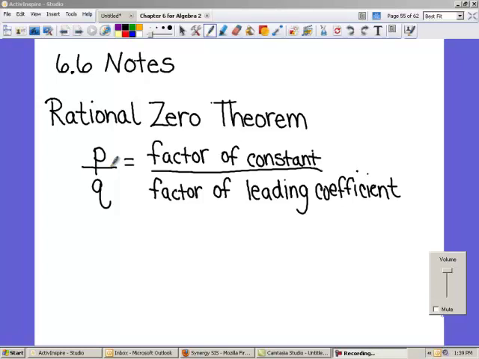This is section 6, and what we're going to do is go over the rational zero theorem. The rational zero theorem has these symbols here, the P and the Q, and it's a fraction, P over Q. The P stands for the factors of the constant, and the Q stands for the factors of the leading coefficient.